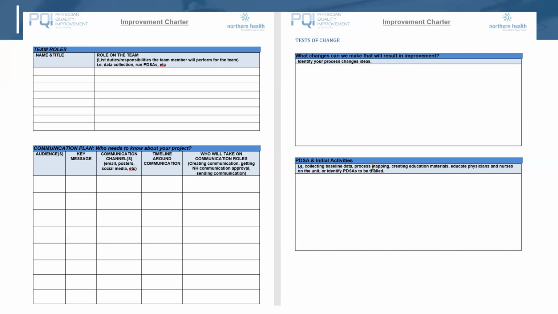And finally, on the back page, what are your change ideas? So again, with your team, you're coming up with things that you'll want to trial. And then your PDSAs and initial activities, you're going to want to keep track of that and how things are going with the PDSAs that you're trying. So again, a charter is not something that you're going to do all in one day. You're going to do it throughout the whole course of the project, and it just keeps you on top of how the project is going. Sometimes you'll need to tweak things as you go through, and things might change or alter a little bit, but this document allows you to keep on top of things, keep organized, and keep a direction and focus for the work that you're doing.